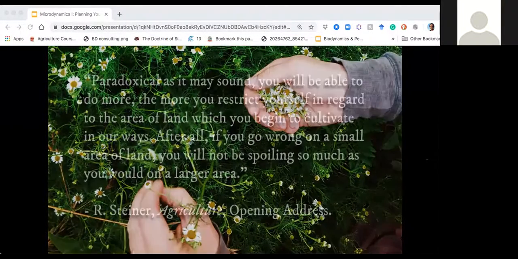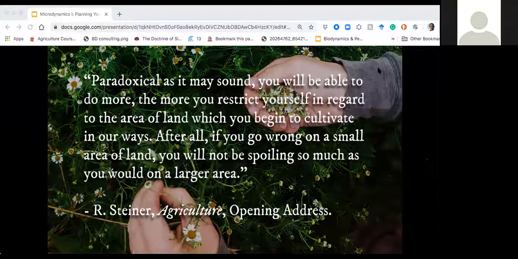And another quote. I'll try not to overload you with too many quotes, but I'll read this one for you. "Paradoxical as it might sound, you will be able to do more the more you restrict yourself in regard to the area of land which you begin to cultivate in our ways. After all, if you go wrong on a small area of land, you will not be spoiling so much as you would on a large area."